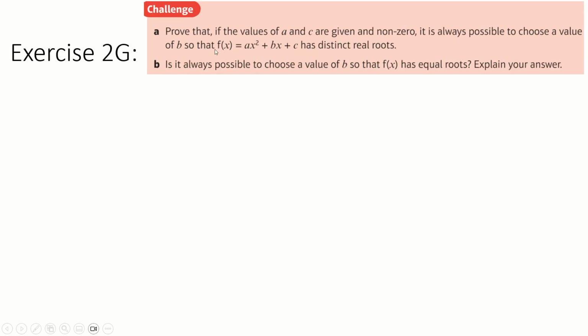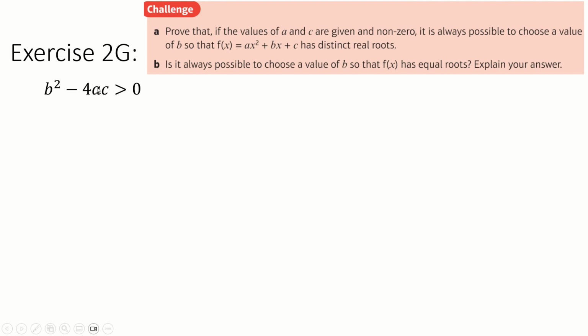2g then. Prove that if you have a quadratic where the values a and c are given and non-zero, you can always pick a b such that this has distinct real roots. Now, quadratics have distinct real roots when b squared minus 4ac is greater than 0. And this isn't a proof because I can't be bothered to do it.